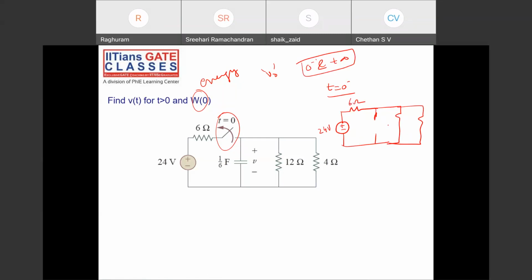24 volts, 6 ohms, 12 ohms, and 4 ohms. So find the voltage across this. Understood what I meant? Yes. Okay. So what happens now? This is 24, 6, and this is 12 parallel with 4, which is 3 ohms, right?